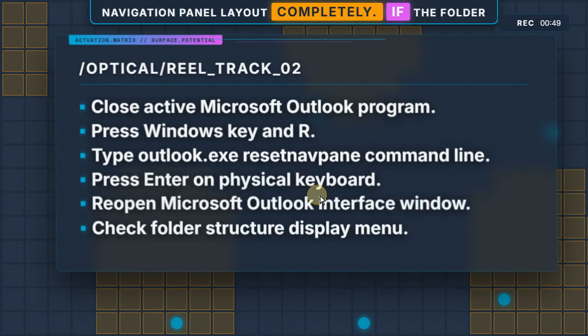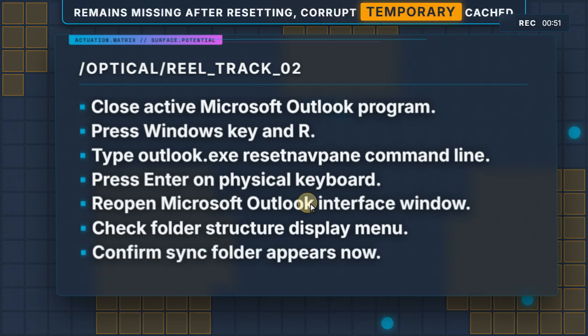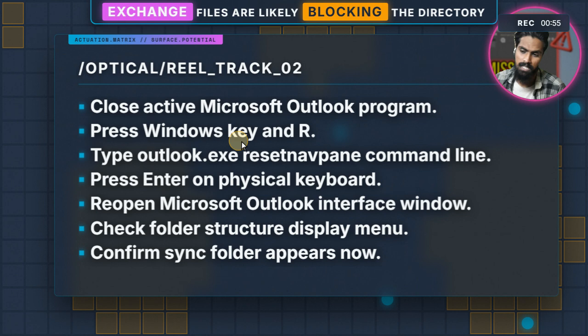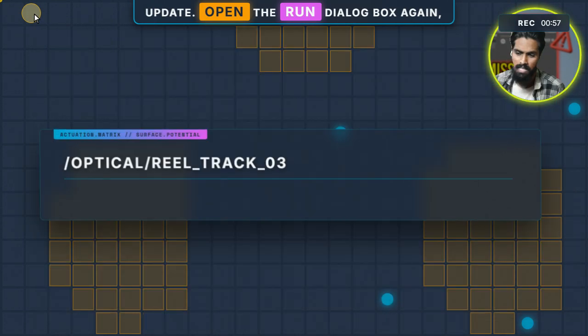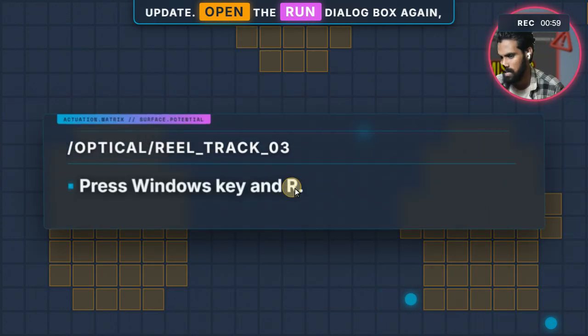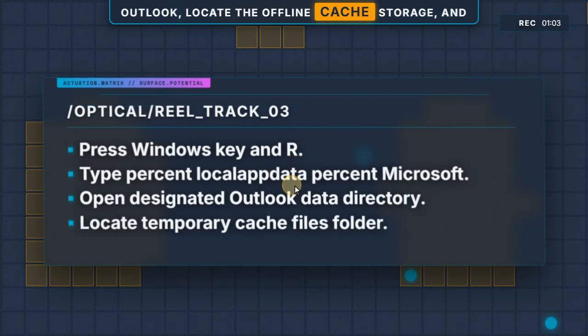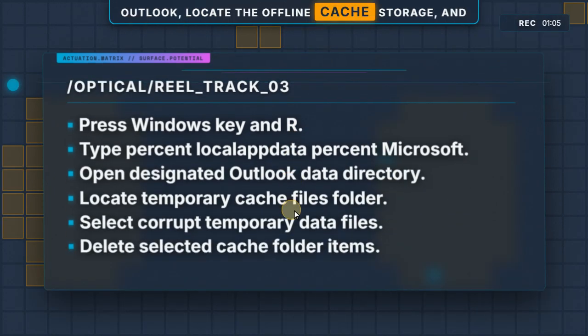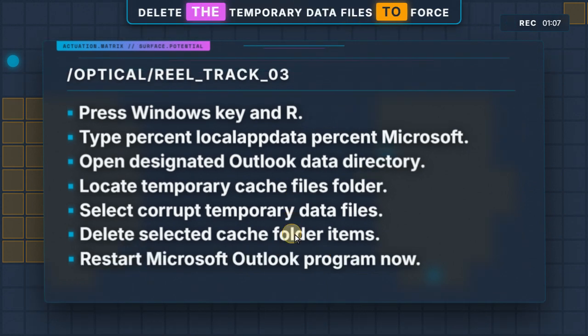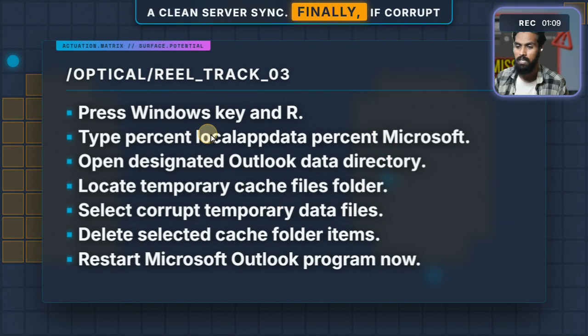If the folder remains missing after resetting, corrupt temporary cached Exchange files are likely blocking the directory update. Open the Run dialog box again, type %localappdata%/Microsoft/Outlook, locate the offline cache storage and delete the temporary data files to force a clean server sync.